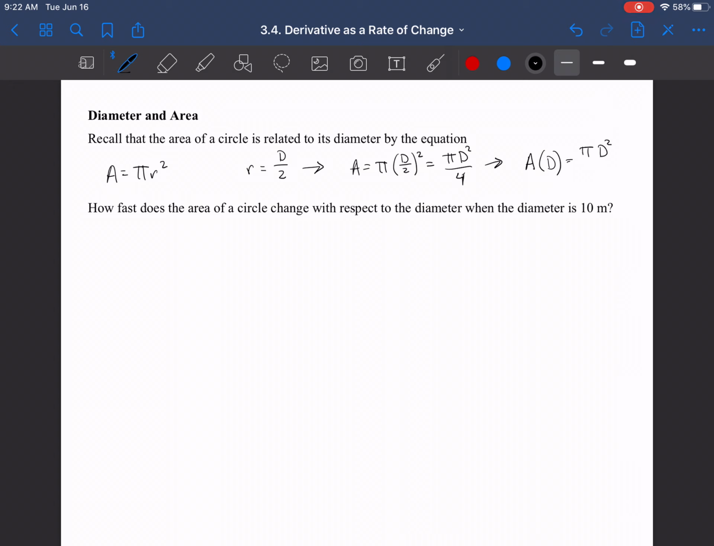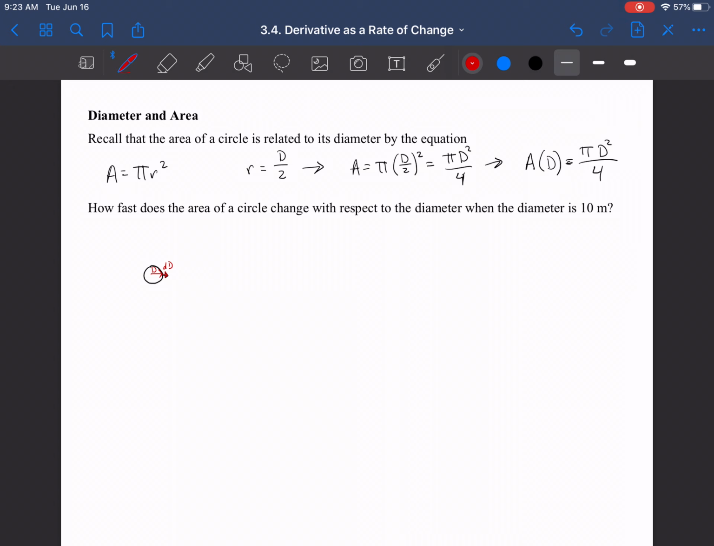So this is the kind of thing where you change what something is a function of and manipulate around until you get something like that. That is going to be important in what's coming up shortly. So how fast does the area of a circle change with respect to the diameter when the diameter is 10 meters? Basically, if we have a small circle and we take a teeny tiny change in the diameter, here's the diameter, d, and then we have a tiny infinitesimal change in diameter. How much does that change the area?